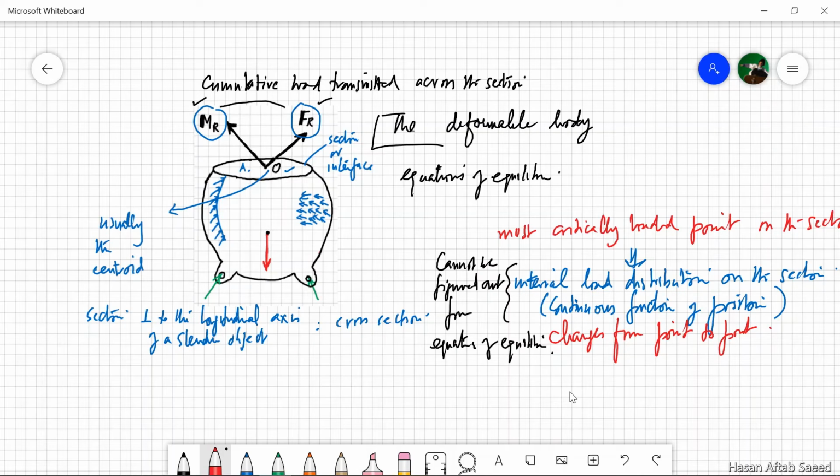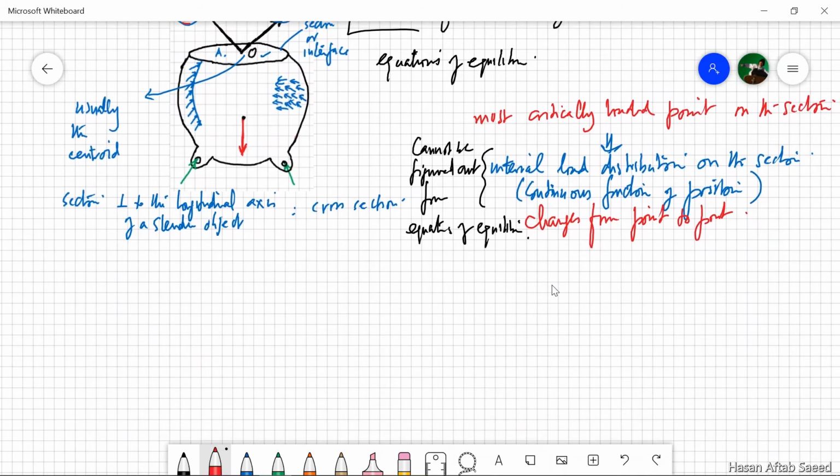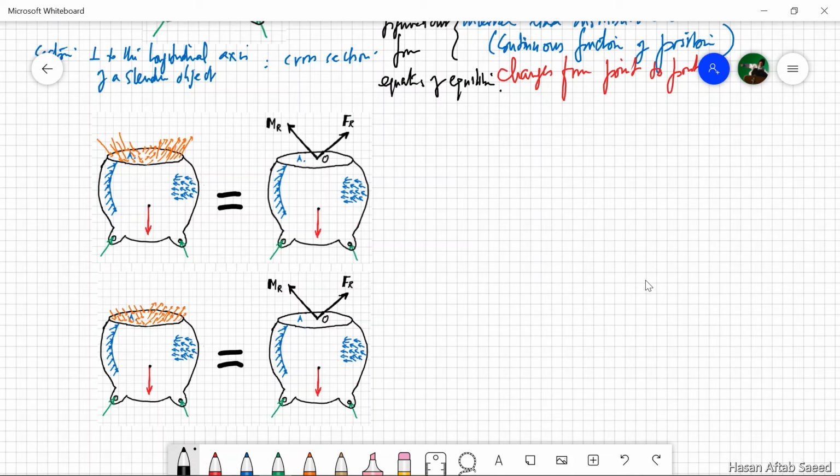There could be any number of possible internal load distributions on the section that satisfy the equations of equilibrium by yielding the correct resultants Mr and Fr on the centroid of the section. Two of those distributions out of countless other possibilities are shown. Now all these configurations, including the two shown, satisfy equilibrium equations. So to know which out of all these possibilities is the correct one, we need more than equations of equilibrium.